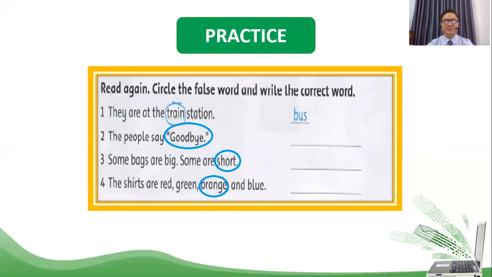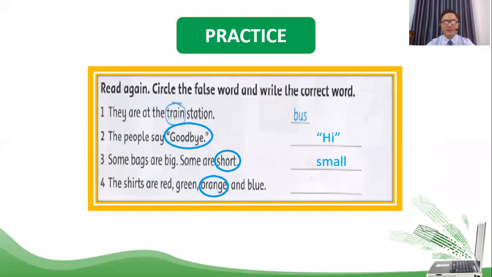So number 2, class, the people say goodbye. So goodbye is the false word. So what is the correct word here? Of course, hi, right? The people say hi when they meet all the passengers. Thank you. Number 3, some bags are big, some are short. So here, the false word is short. And the correct word is small, right? Thank you. Great.